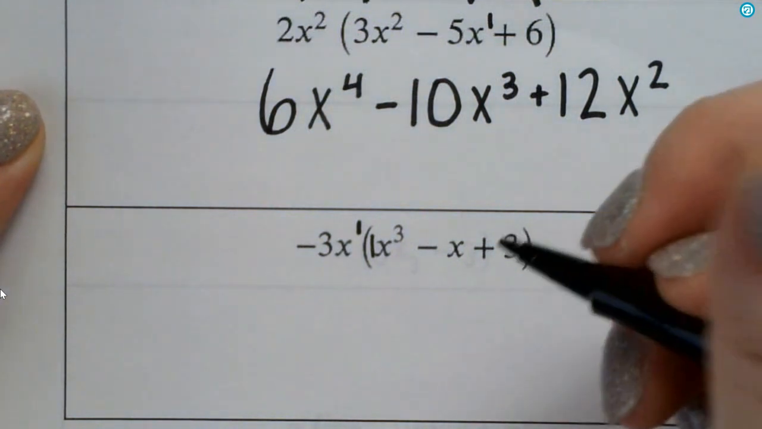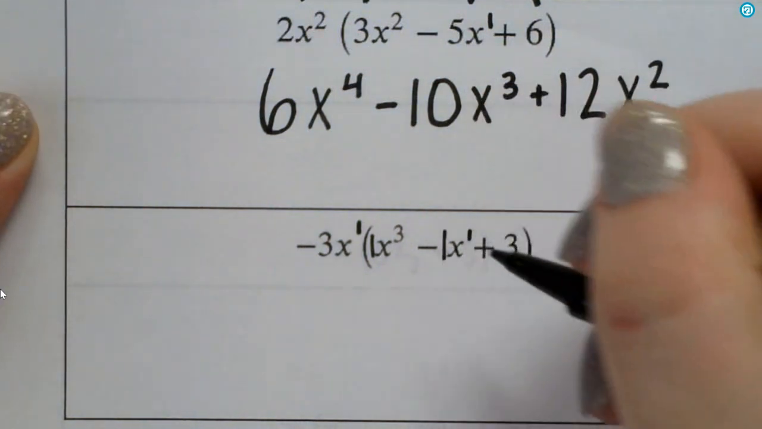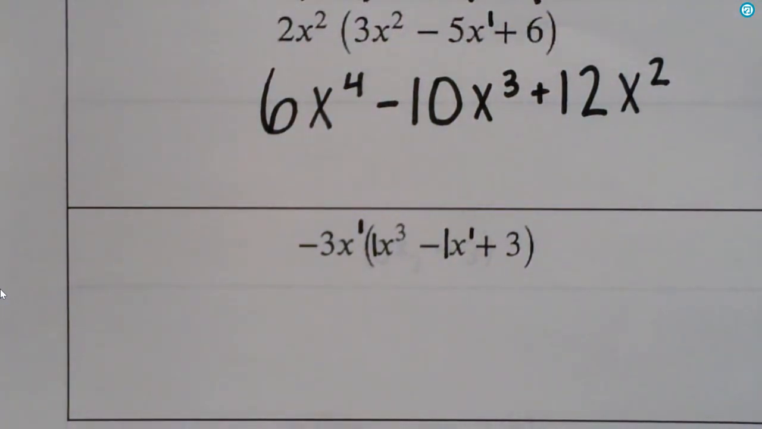Minus x. I'm going to make that minus 1x to the first. And then plus 3. So I added in all sorts of imaginary ones there.